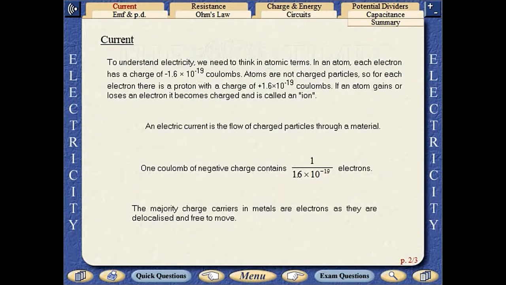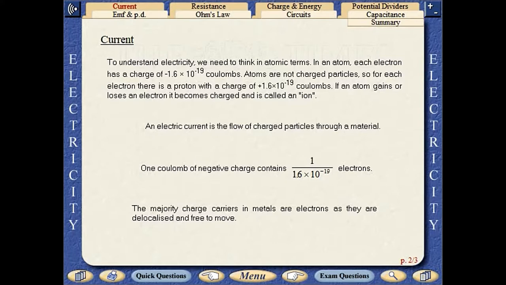To understand electricity, we need to think in atomic terms. In an atom, each electron has a charge of -1.6 × 10⁻¹⁹ coulombs. Atoms are not charged particles, so for each electron, there is a proton with a charge of 1.6 × 10⁻¹⁹ coulombs. If an atom gains or loses an electron, it becomes charged and is called an ion.